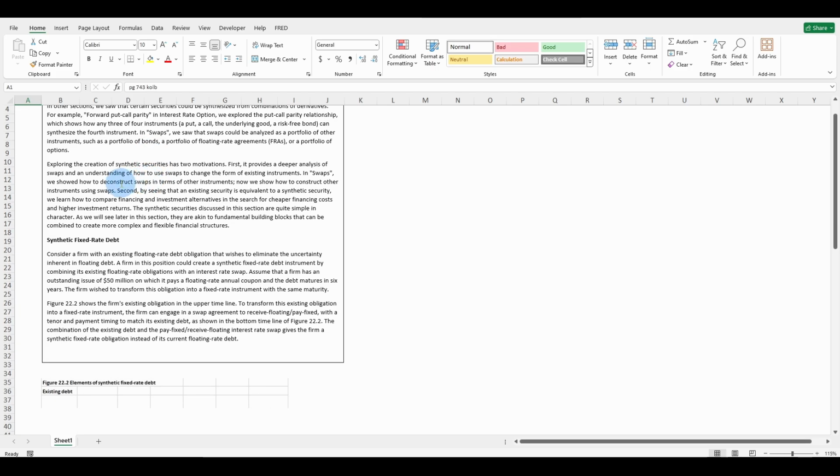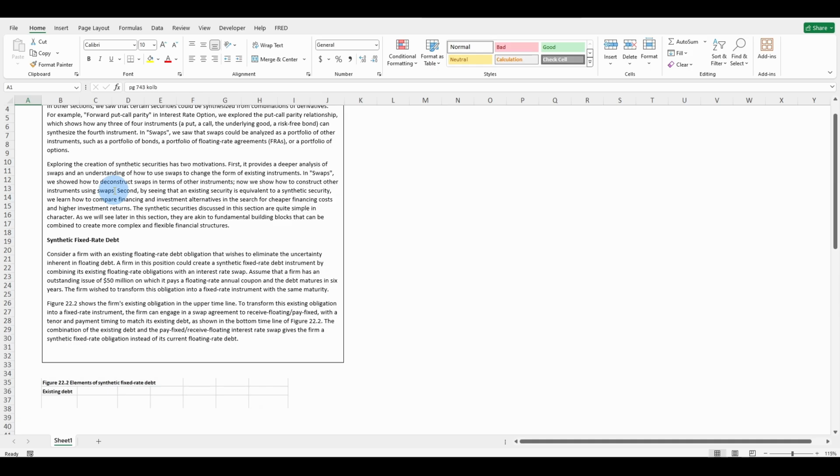Exploring the creation of synthetic securities has two motivations. First, it provides a deeper analysis of swaps and an understanding of how to use swaps to change the form of existing instruments. In swaps, we showed how to deconstruct swaps in terms of other instruments. Now, we show how to construct other instruments using swaps.